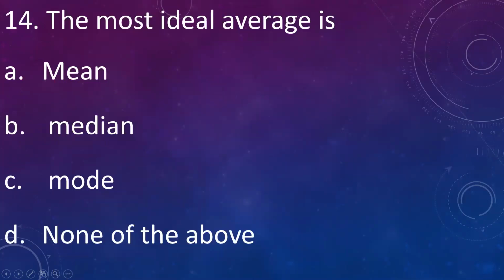Now the most ideal average is A. Mean, B. Median, C. Mode, D. None of the above. Answer is mean. This is the most ideal average in the all measures of central tendency.